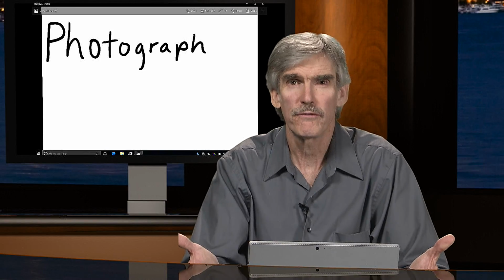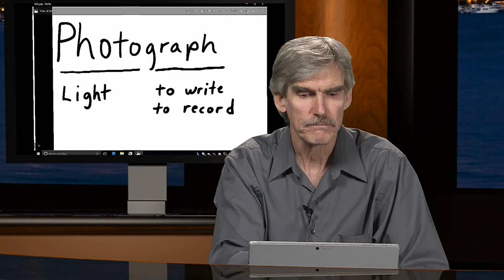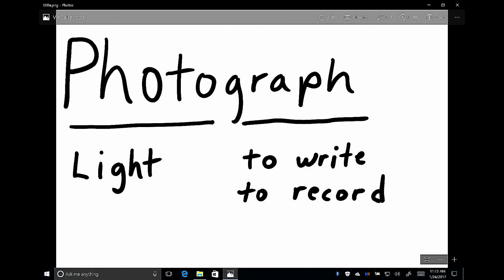So the first image that I've got is a slide called photograph. So what does the word photograph actually mean? Photograph is actually a combination of two Greek root words. The first word photo means light, and the second word graph means to write or to record.